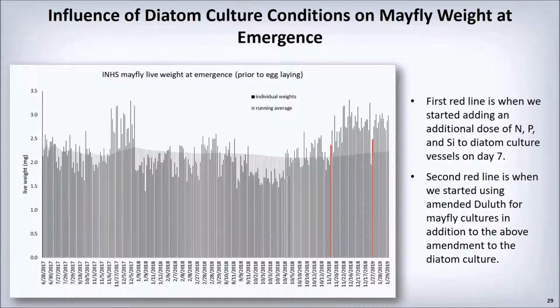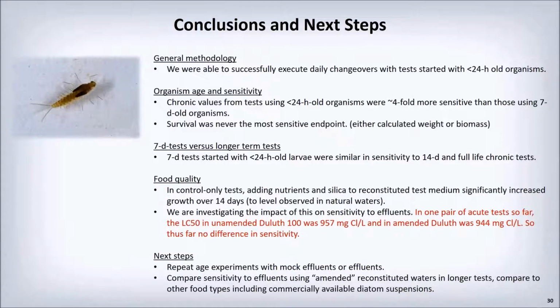So just to conclude, before I pass things on to Ning, in terms of general methodology, we're able to successfully execute daily changeovers with these tests that are started with less than 24-hour-old organisms. That was something that we weren't sure we were going to be able to do. We thought the handling stress might be too much, but it worked out quite well. In terms of organism age and sensitivity, the chronic values in these 7-day tests with less than 24-hour-old organisms were about 4-fold more sensitive than those we obtained using the 7-day-old organisms. Survival was never the most sensitive endpoint in these tests. Either calculated dry weight or biomass was.